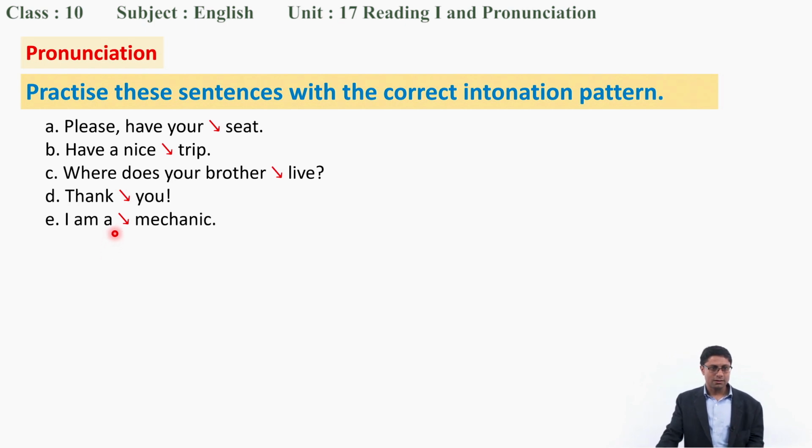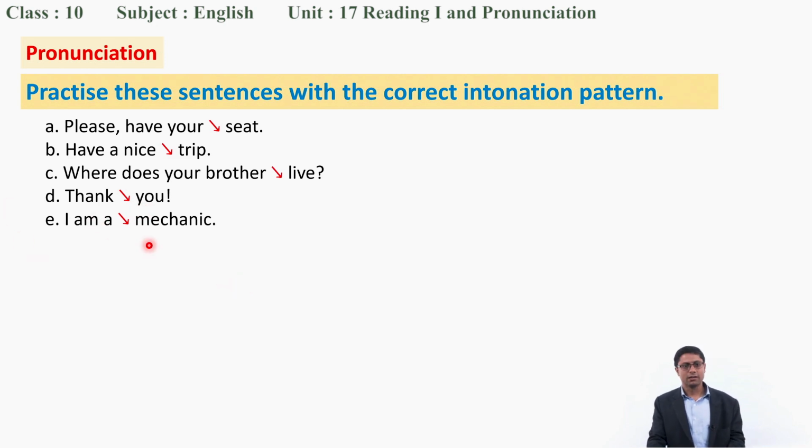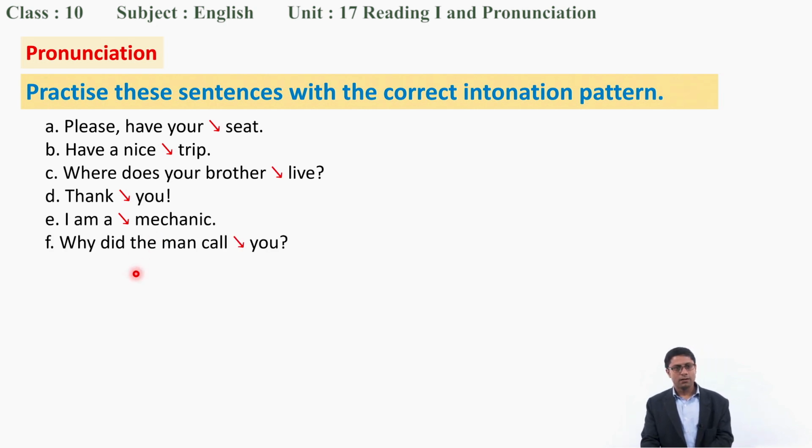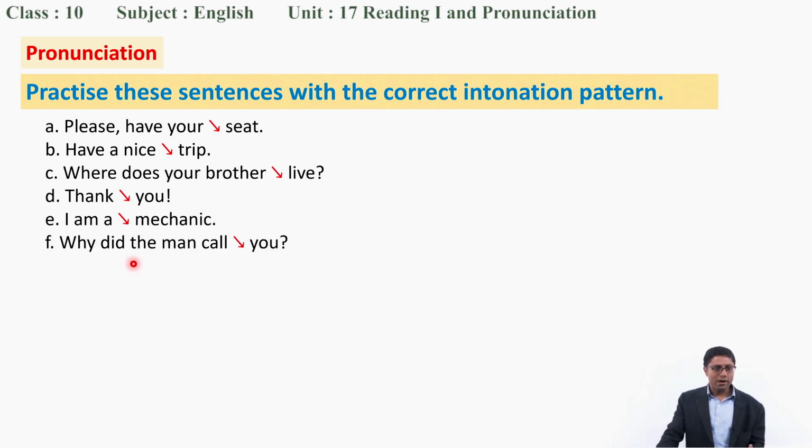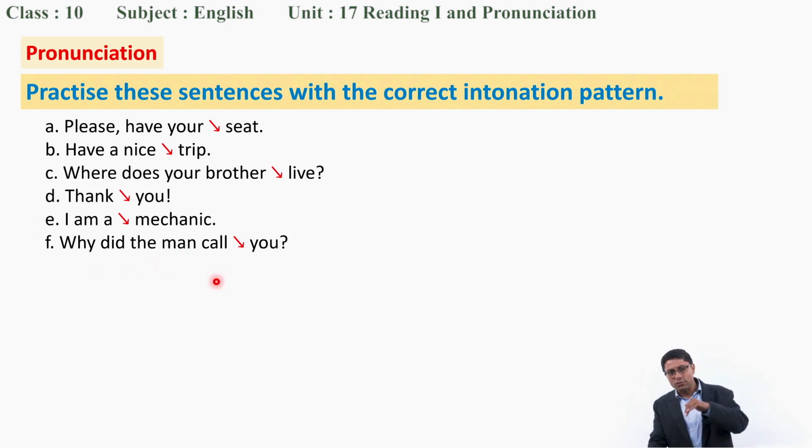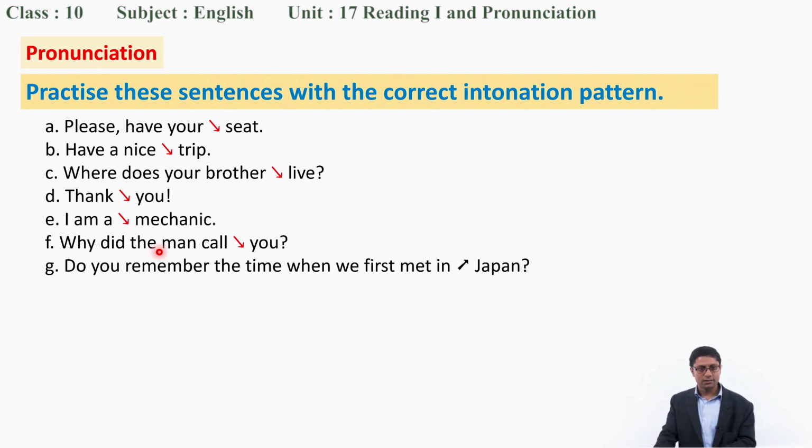Similarly, see this. I am a mechanic. We do not say I am a mechanic with a rise. It goes down. Next, you see there. Why did the man call you? Why did the man call you? It also goes down. It's a WH question.